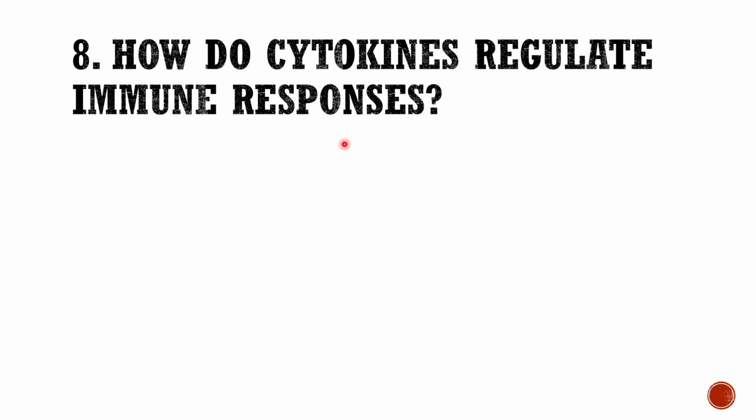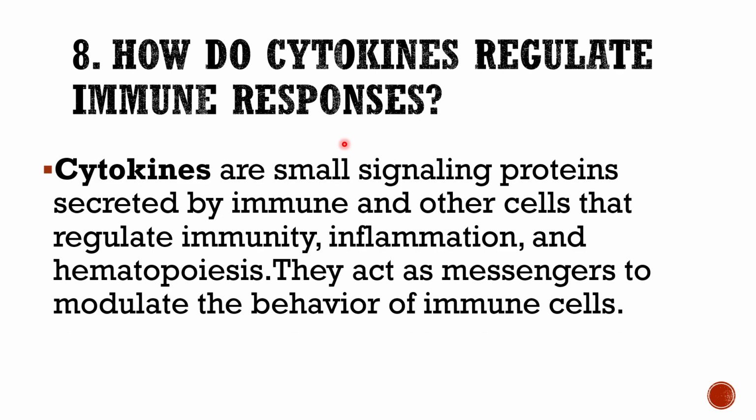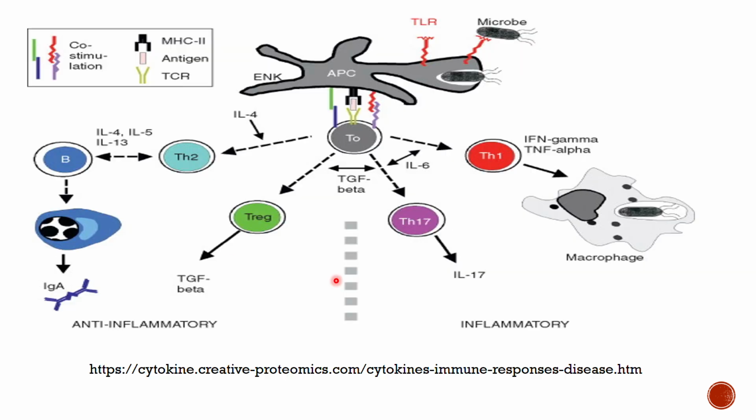The second topic is about cytokines. They are small signaling proteins. They are proteins also, like the checkpoints. These are small signaling proteins secreted by immune and other cells that regulate immunity, inflammation, and hematopoiesis. They act as messengers to modulate the behavior of immune cells. Here there is a schematic that can explain it.